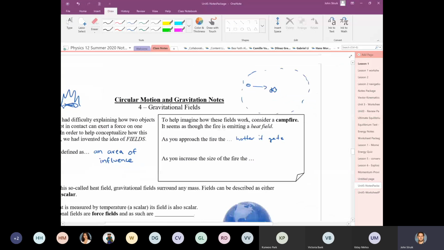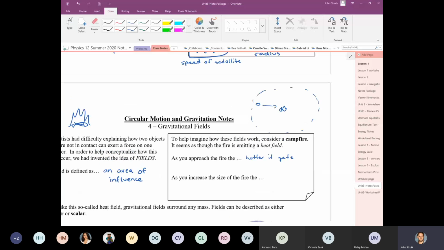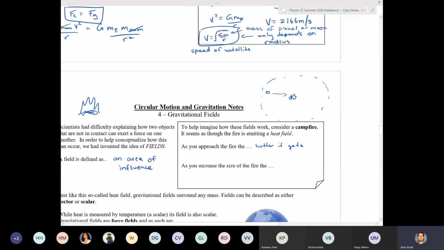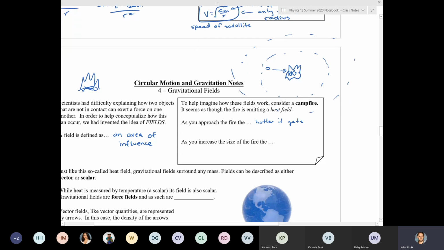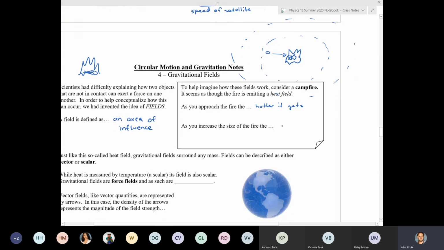Okay, so with the area of influence, the closer you are to the campfire, the stronger it gets. That means that the strength depends on how close you are to the object. Now, the other way you can affect the area is by building a bigger fire. If you build a bigger fire, that area is going to increase. You can now feel the heat further away, and the closer you are, it's going to be even hotter than it was before. So as you increase the size of the fire, the area of influence gets larger.